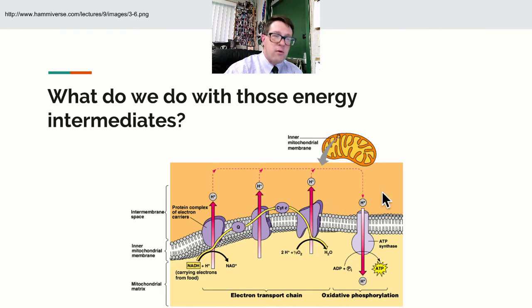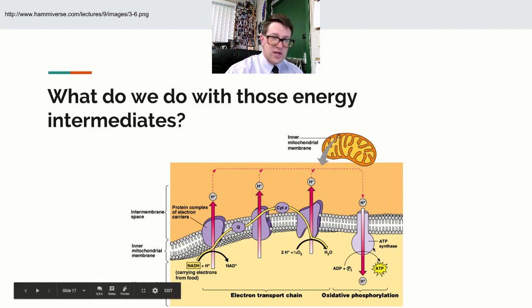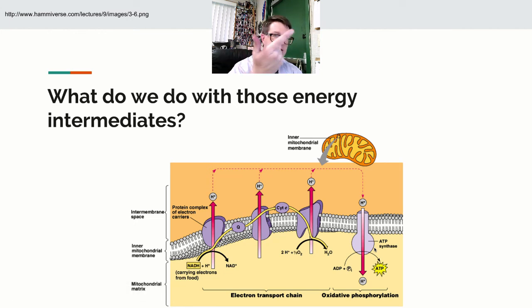And if I allow these protons to move, why would they move? Because there's a concentration difference and a charge difference. If they move through this turnstile that we call ATP synthase, the result is it twists around. Every 3 twists produces an ATP. And what we end up making is ATP from the electrons from NADH and FADH2.